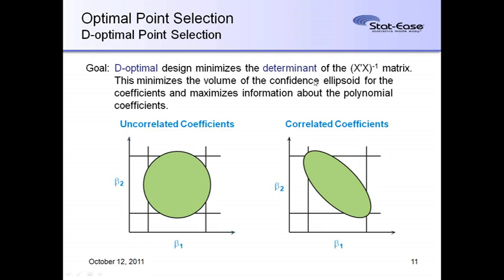So we can actually pick the design points for the model we're fitting to minimize that determinant. Then that gives us a D-optimal design. And what a D-optimal design does is it minimizes the volume of the joint confidence ellipsoid for the coefficients, or it maximizes the information about the polynomial coefficients. So if I was fitting a model that had 2 factors, x1 and x2, I'd get a coefficient for x1, beta 1, and a coefficient for x2, beta 2.